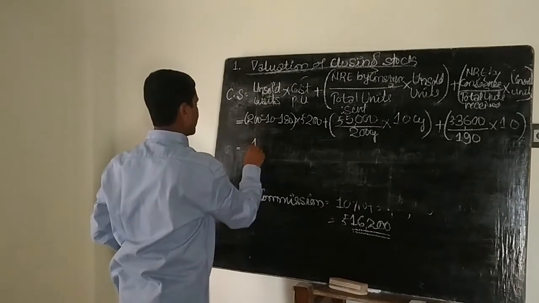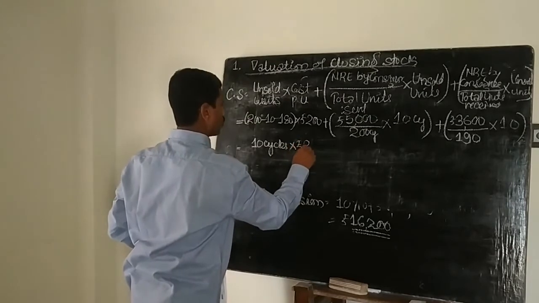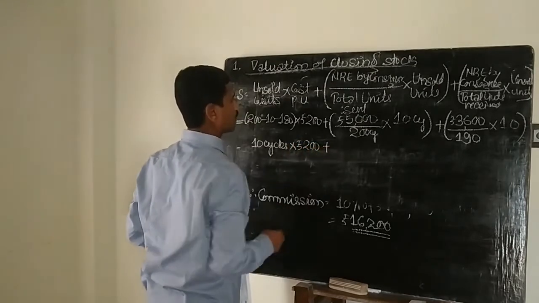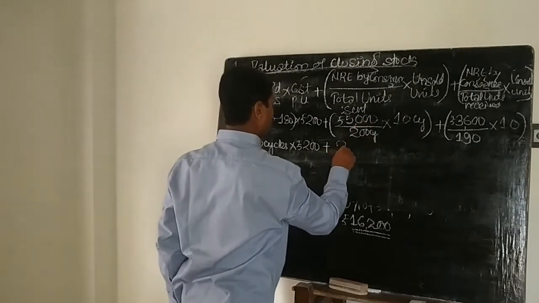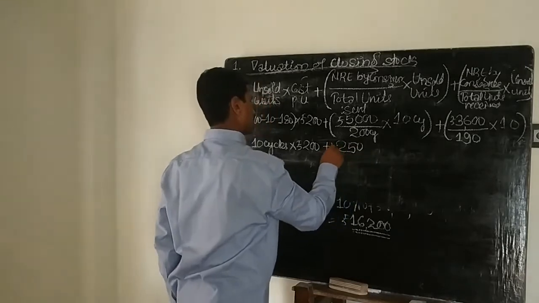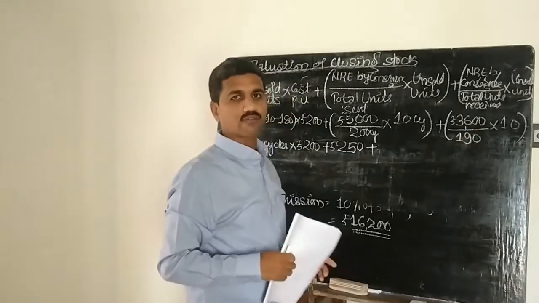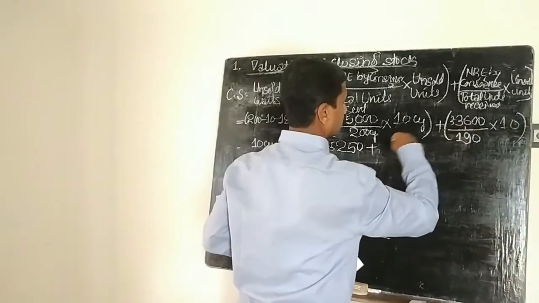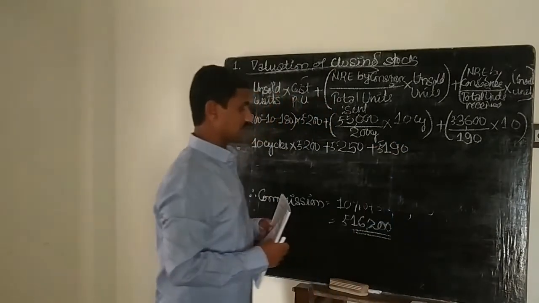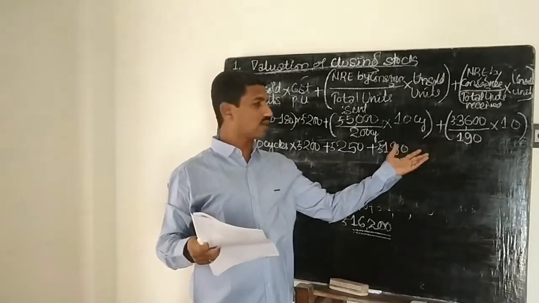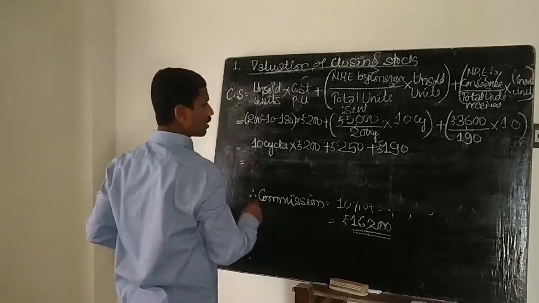So now let us simplify here. It is 10 cycles into rupees 200 plus, 2 zeros get cancelled here. So 2 fives are 250, plus this will be 189.47. So I can take it as 190 rupees. When you get decimal values, you can approximate to the nearest rupee. So you will get rupees 190 here.